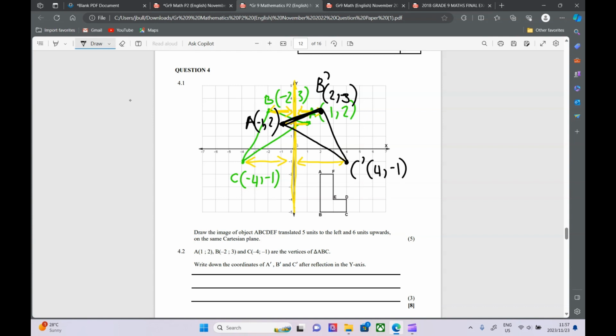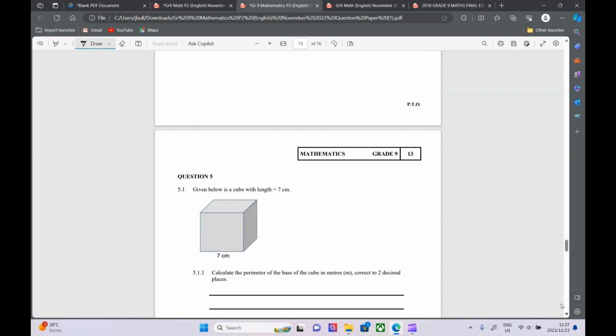Now we have these points, so if you didn't know them, you could just read them off. So A now is going to be minus 1, 2, we said. B, the image of it, is going to be 2, 3. And C is going to be 4, minus 1. Okay, I think that is all of that question.